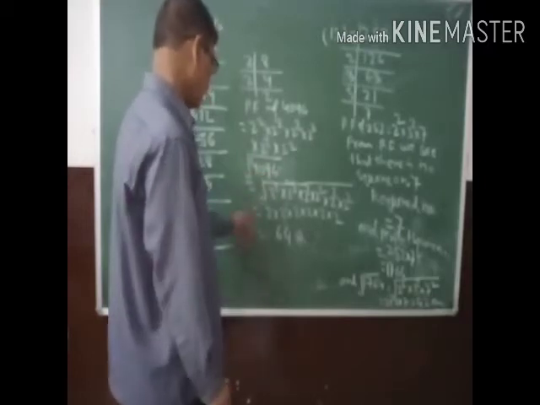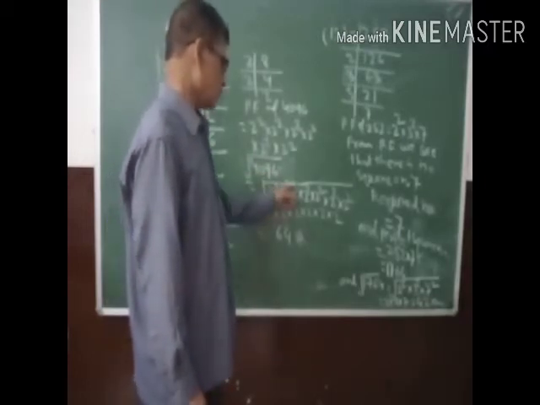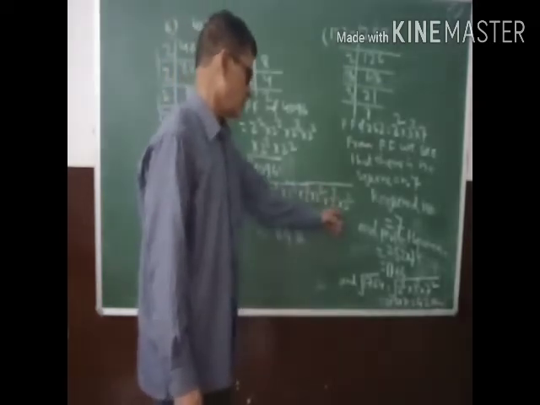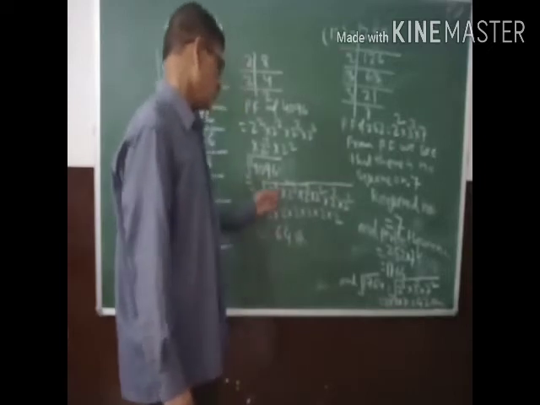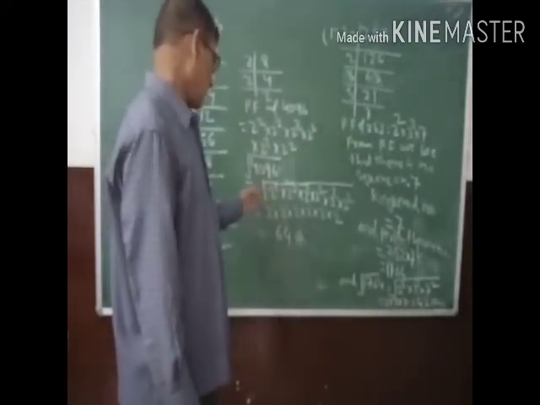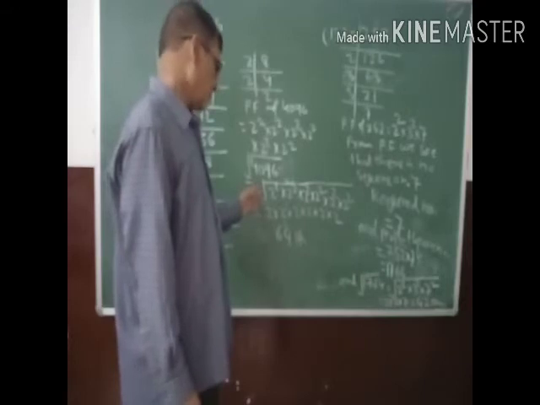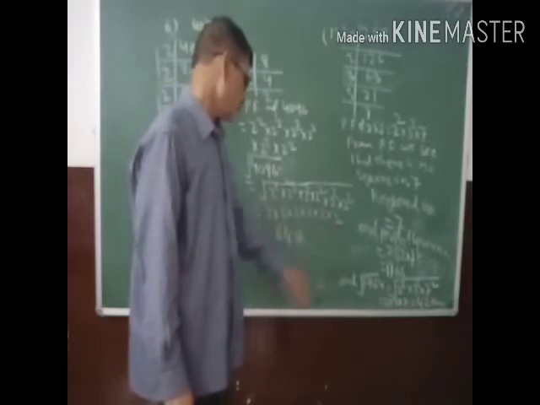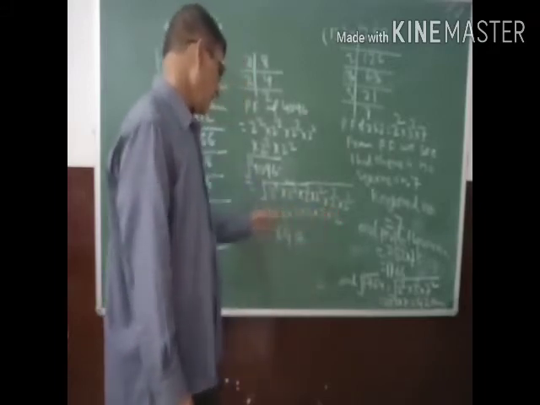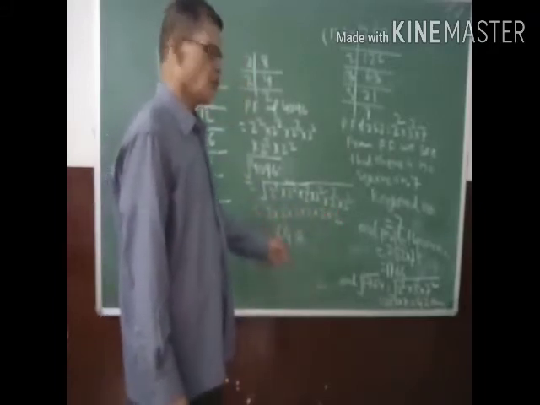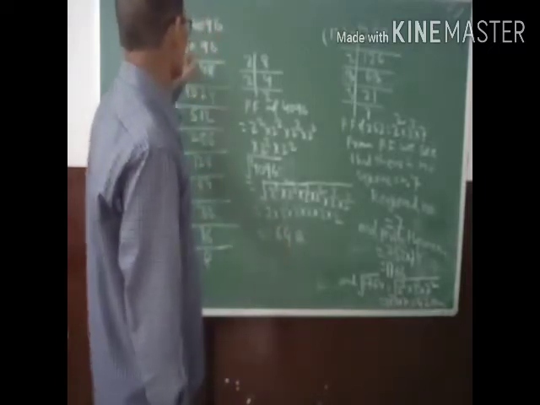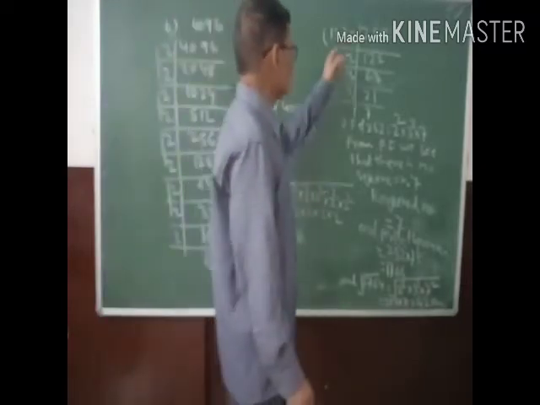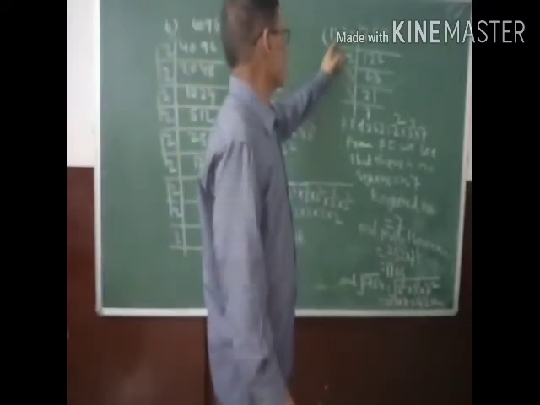Under root 4096 equal to under root 2 square into 2 square into 2 square into 2 square into 2 square into 2 square. Remove the squares and the square root sign, we will get 2 into 2 into 2 into 2 into 2 into 2, and if you multiply it, you will get 64, and this is the square root of 4096.